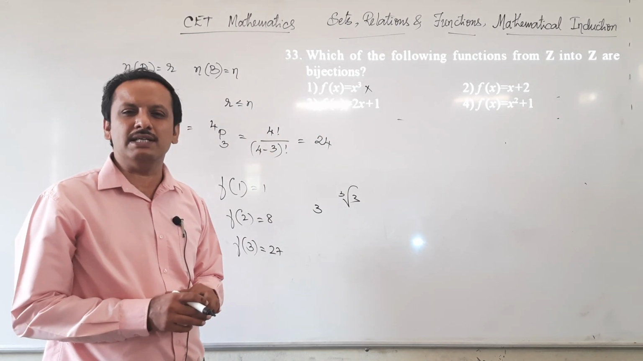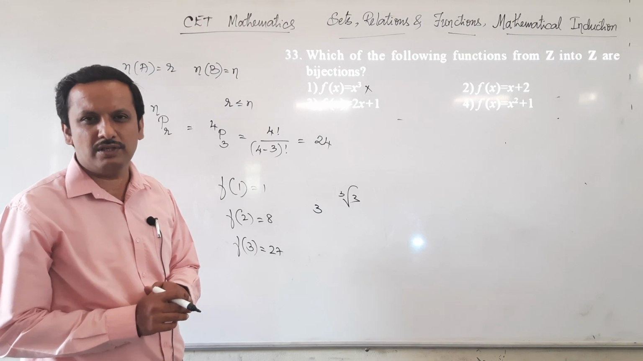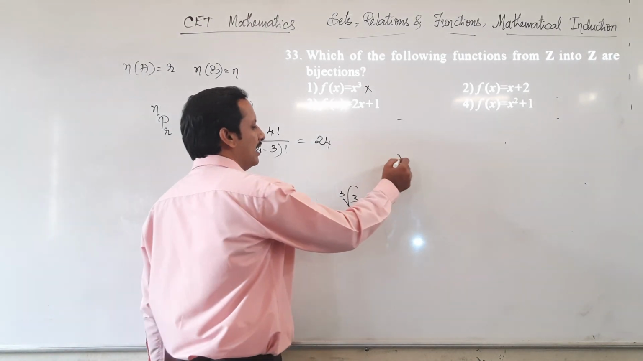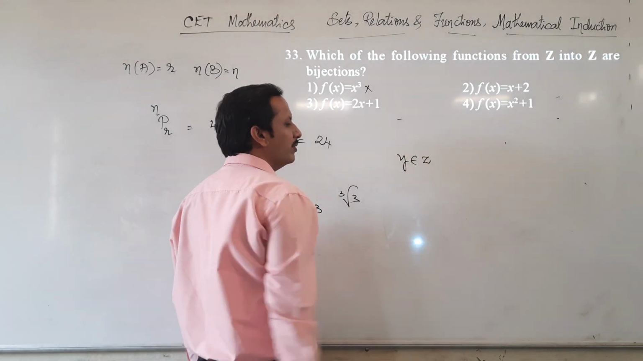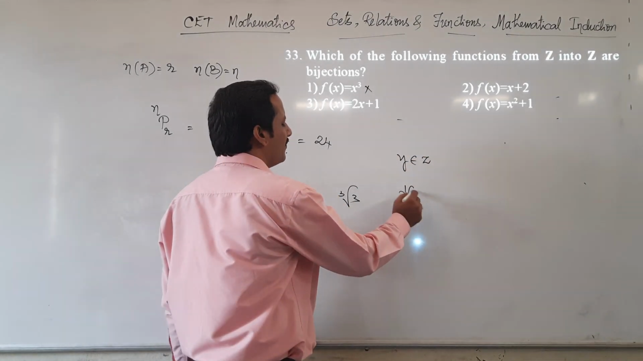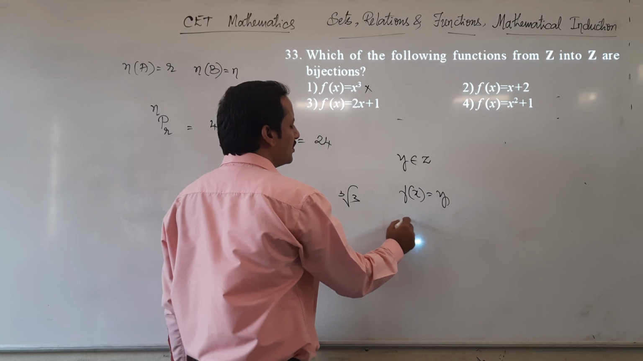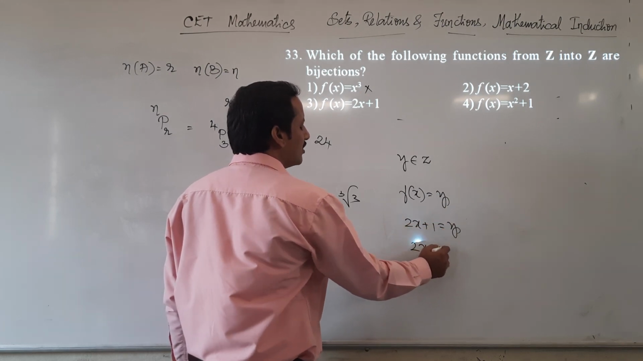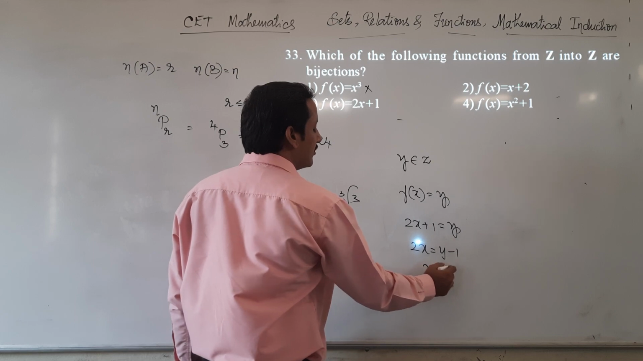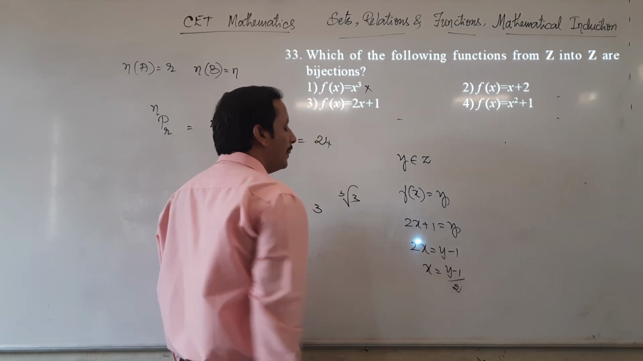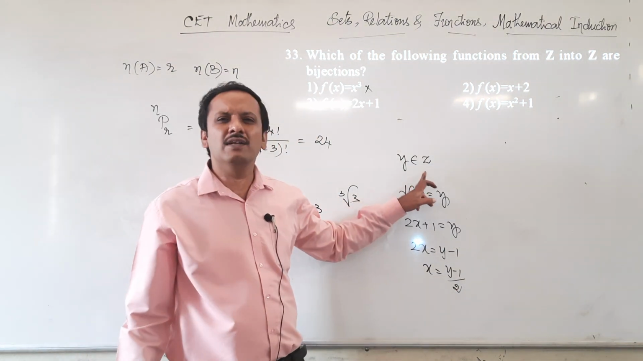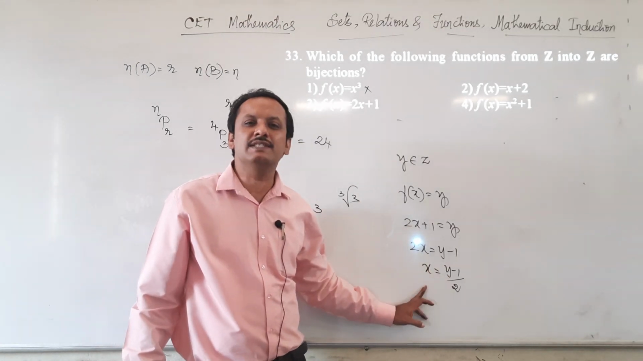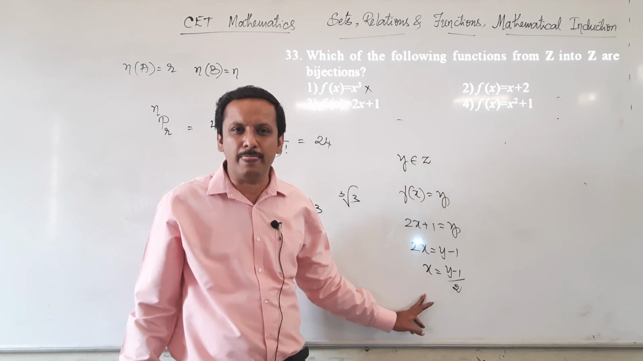And f(x) equal to 2x plus 1. It is 1-1, yes, but not an onto function. Why is it not onto? Take one element y from the codomain such that f(x) is equal to y. That means 2x plus 1 is equal to y, or 2x is equal to y minus 1, so x is equal to (y minus 1) by 2. Now the question is, for all integer values of y, is this x always an integer? Need not be.